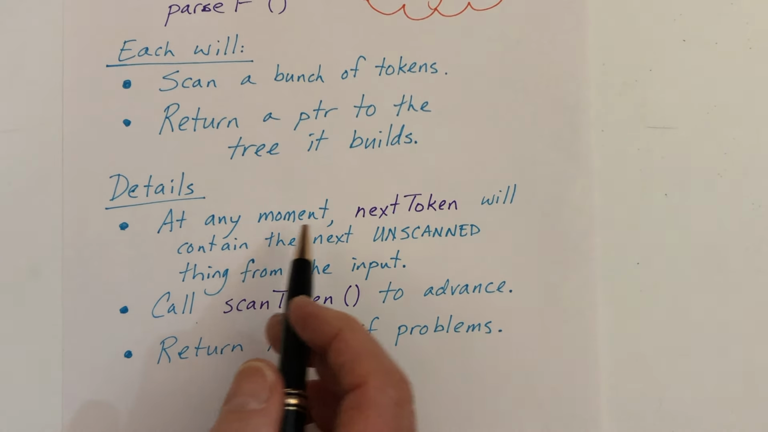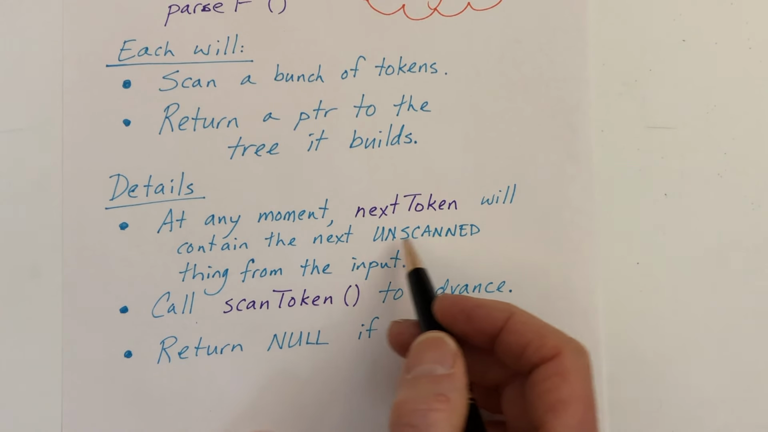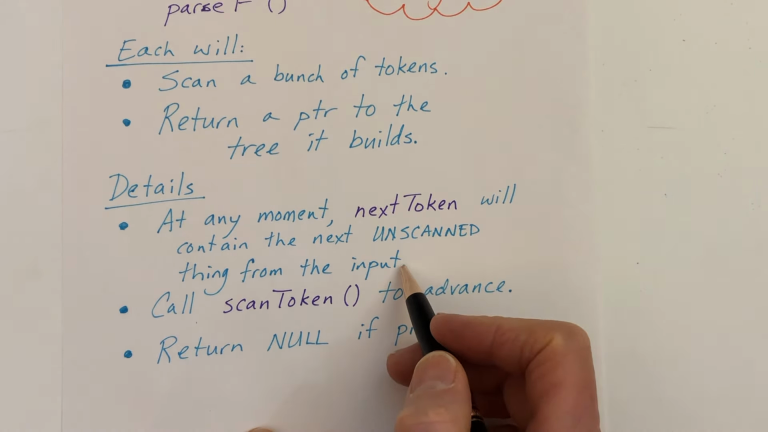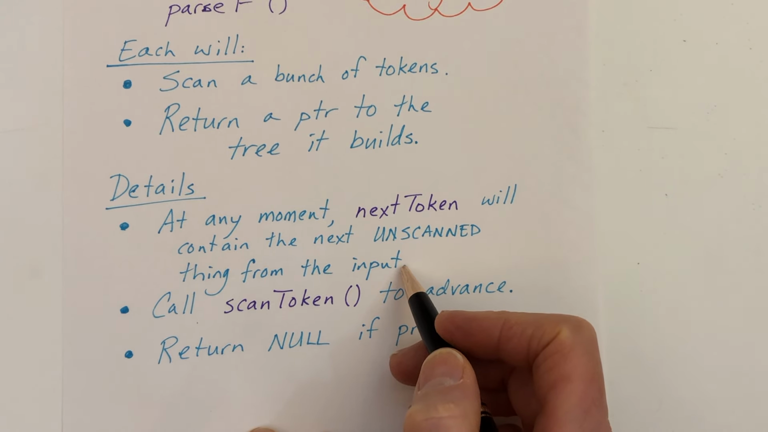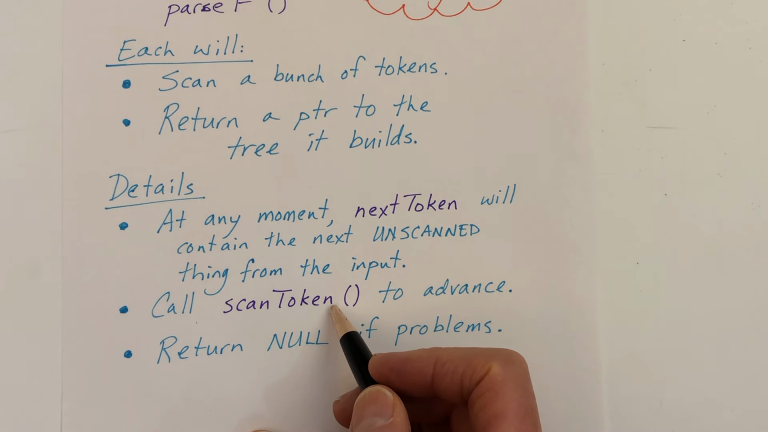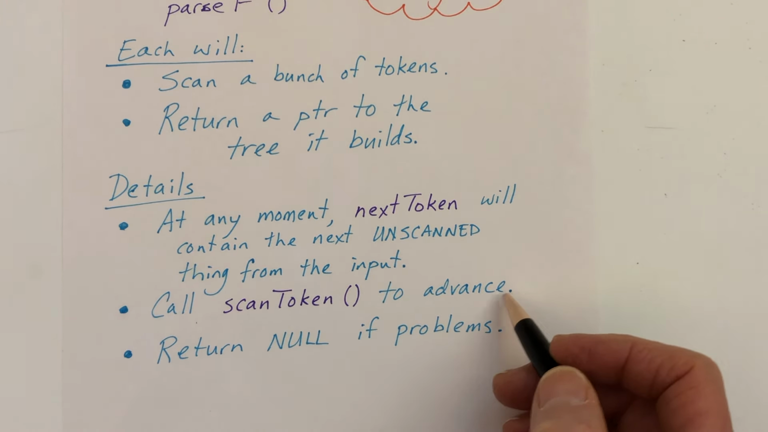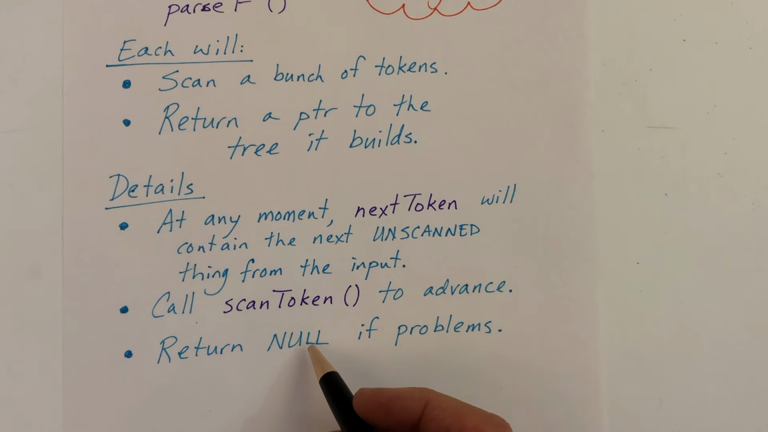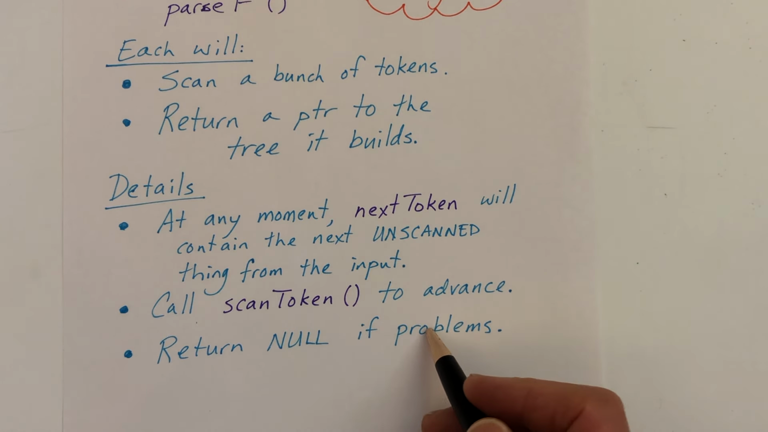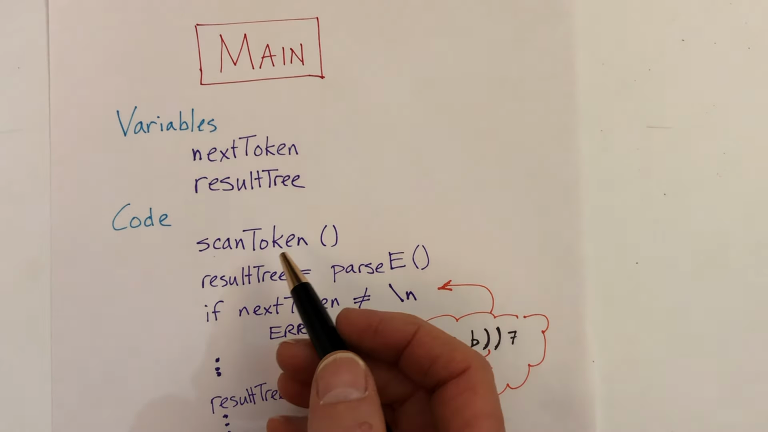At any moment, we'll have a variable called next token, which will contain the next unscanned token from the input, so we can look at it and see what's coming up. We'll call our lexer function scan token to advance to the next token, that is to read in some more input and see what the next token in the input stream is. If there are any problems, and by problem I mean the input is not grammatically correct, then these functions will return null.